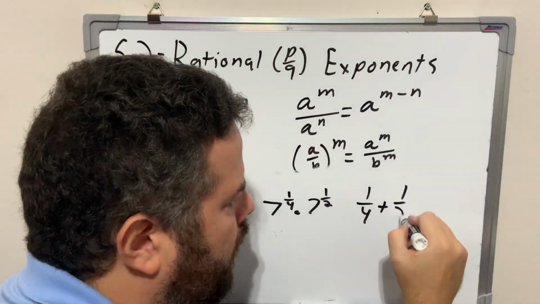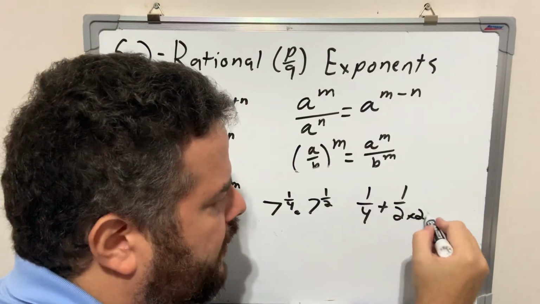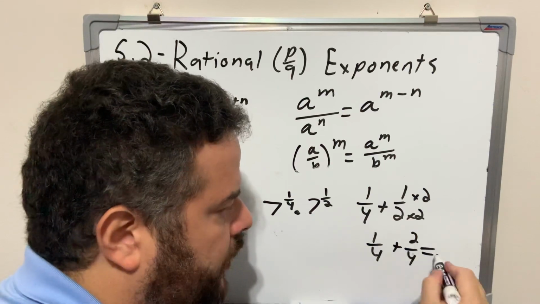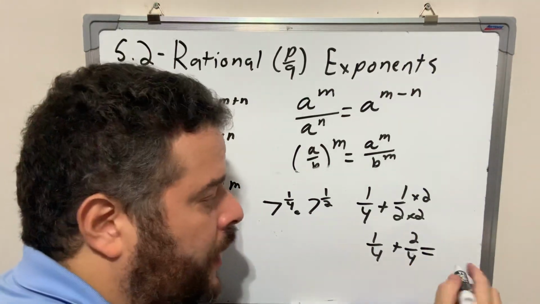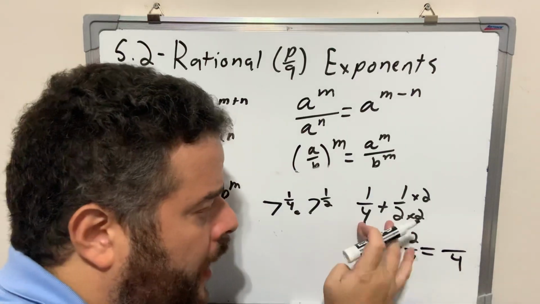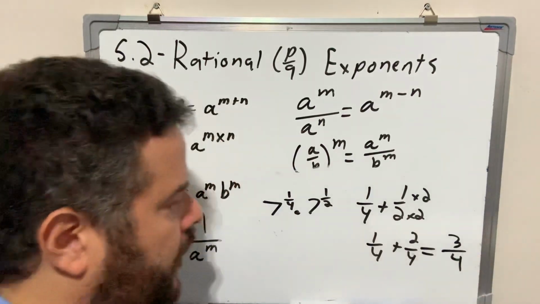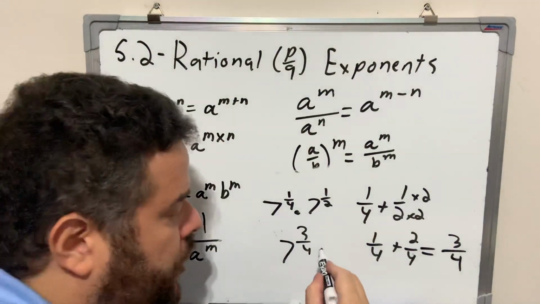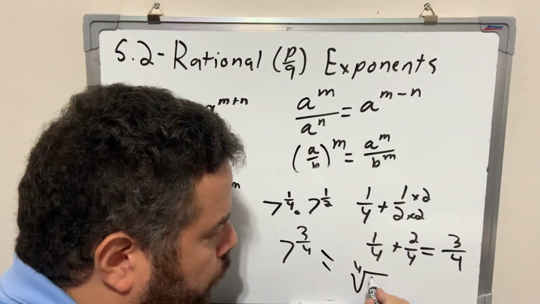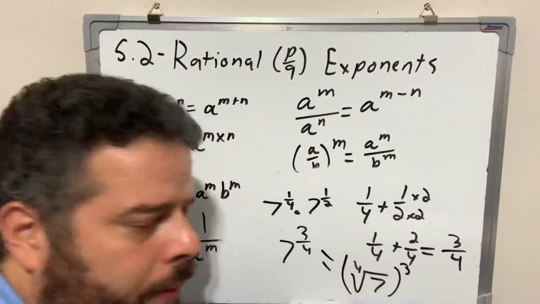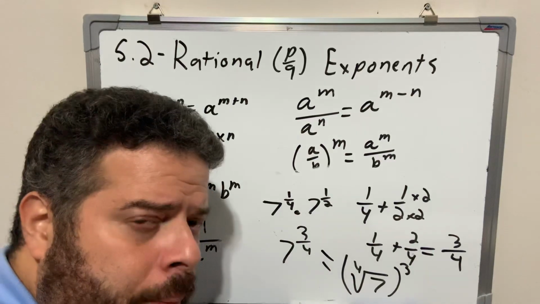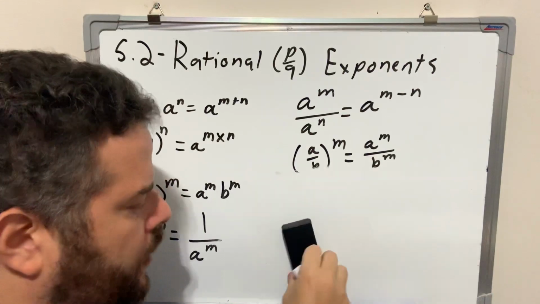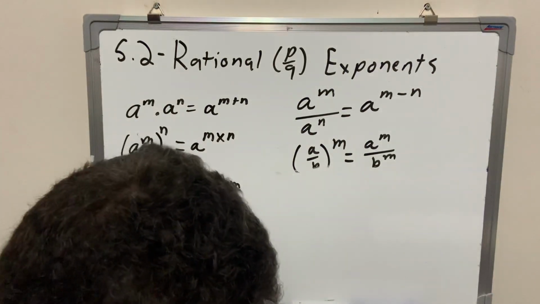1/4 plus 1/2. You multiply this side by 2. This gives you 1/4 plus 2/4. When you add with the same denominator, the denominator stays the same, and you do the operation with the numerators. That gives you 7 to the 3/4. And again, if you want to turn that into radical form, that is the 4th root of 7 elevated to the 3rd power. Not necessary, but I recommend you practice. So that takes care of example 1, multiplying numbers with fractional exponents.